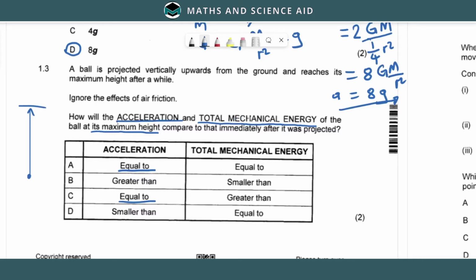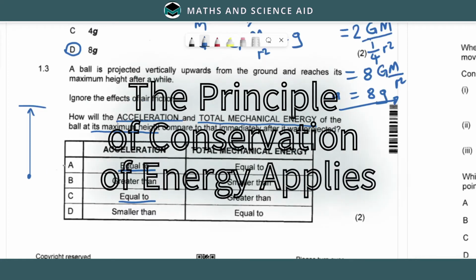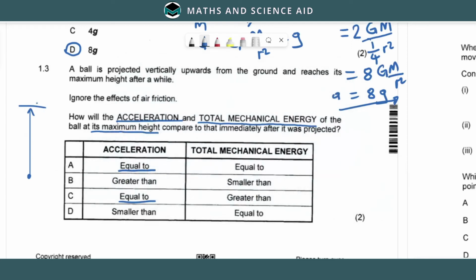And now for the total mechanical energy, we ignore the effects of air friction here. So it means that from the point where the ball was projected to the point where it reaches its maximum height, this is an isolated system because we ignore the effects of air friction, meaning that the total mechanical energy at the maximum height will be equal to the total mechanical energy immediately after the ball was projected. So the correct answer for 1.3 is A.